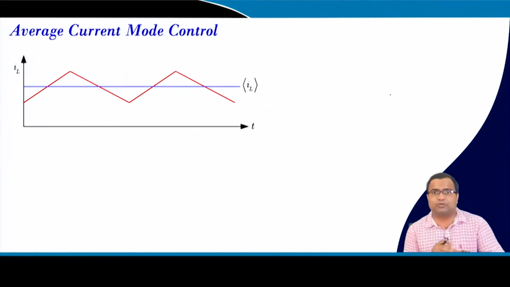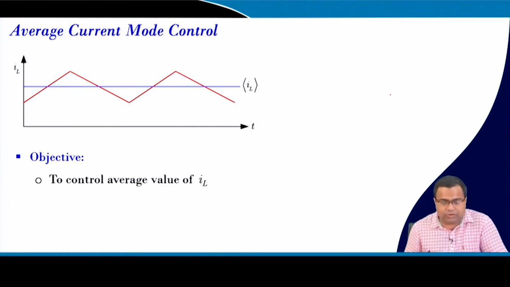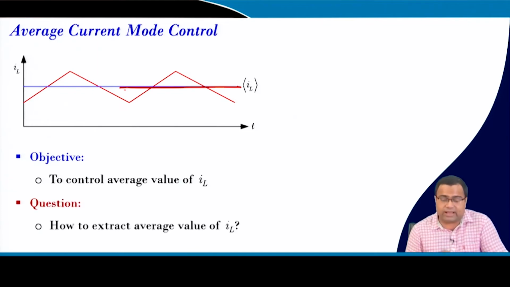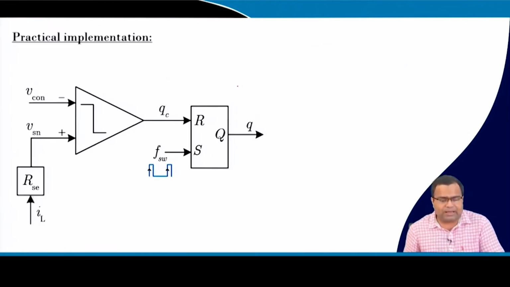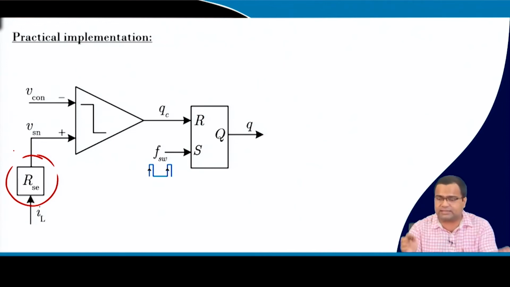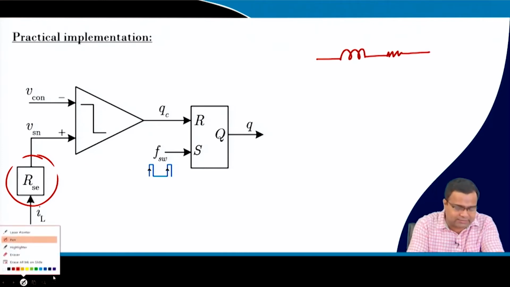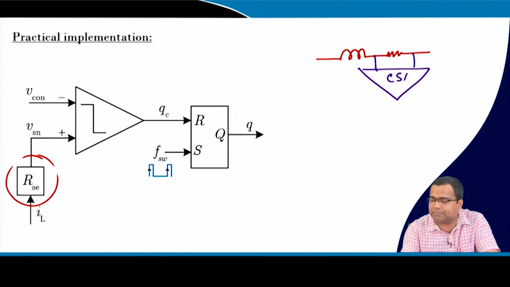Now, coming back to average current mode control. In average current mode control, we intentionally put a low pass filter to extract the average current. That means we have to control the average value of the current. The question is how to extract the average value. One way, if we go back to the peak current mode control, we have a sense resistor, equivalent sense resistor. Suppose we take the inductor and put an actual current sensor and then use a current sense amplifier; this is your sense resistance.